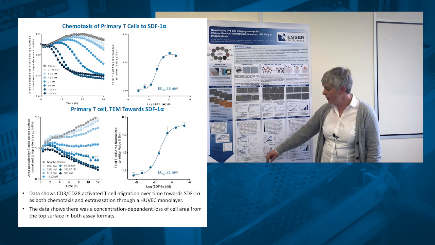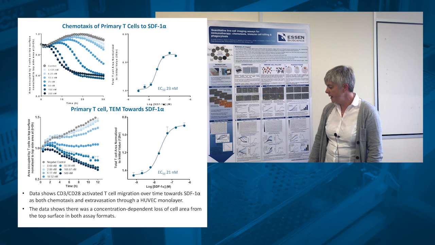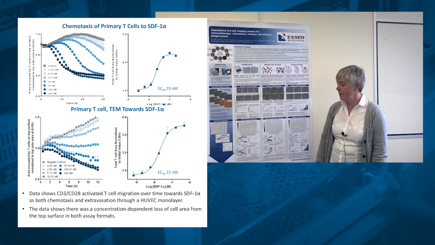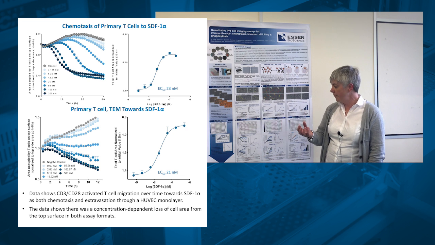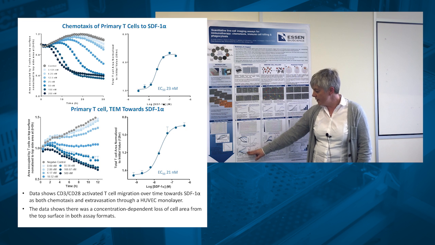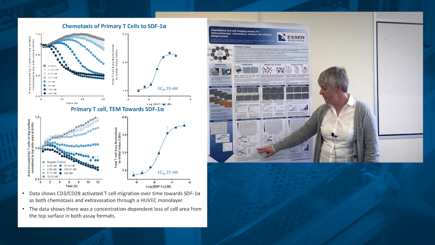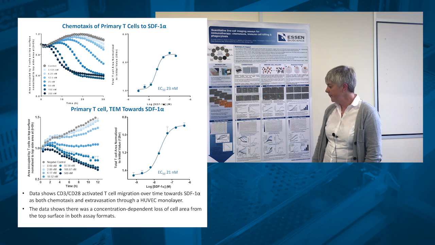The last bit of data here is actually looking at transendothelial migration data. And in this case, again, we're looking at primary T cells, but they're now moving in response to SDF-alpha, but across a monolayer of HUVEC cells. So they're actually having to be pulled through the endothelial layer. And again, we can see a nice time course here, and then we can see this converted into a CRC.